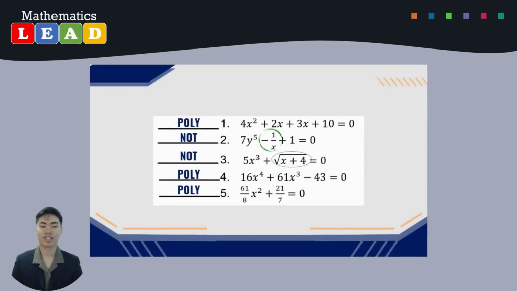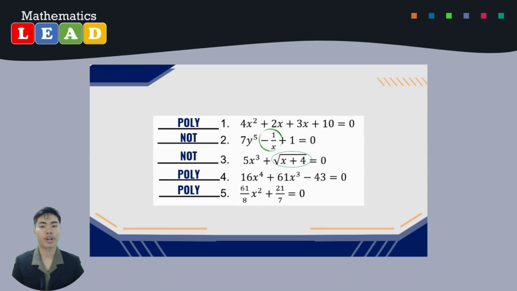Very good, class. You were able to accomplish this task with no error. For that, give yourselves a polyclap. It goes like this. 1, 2, 3. 1, 2, 3. Poly, poly, poly.